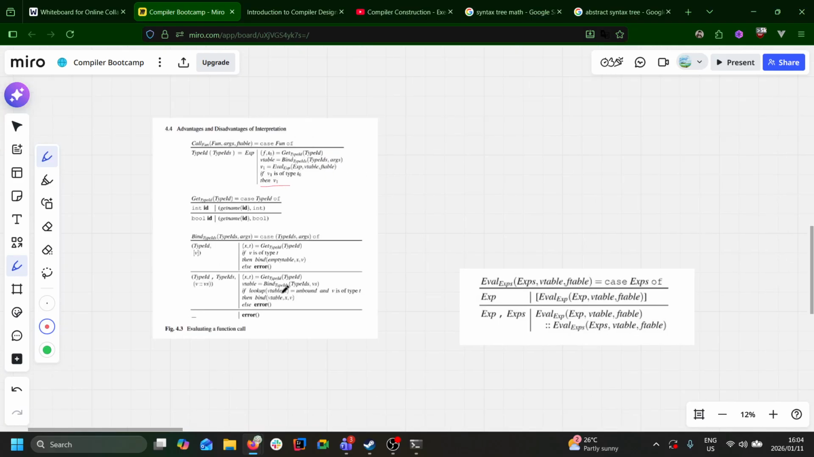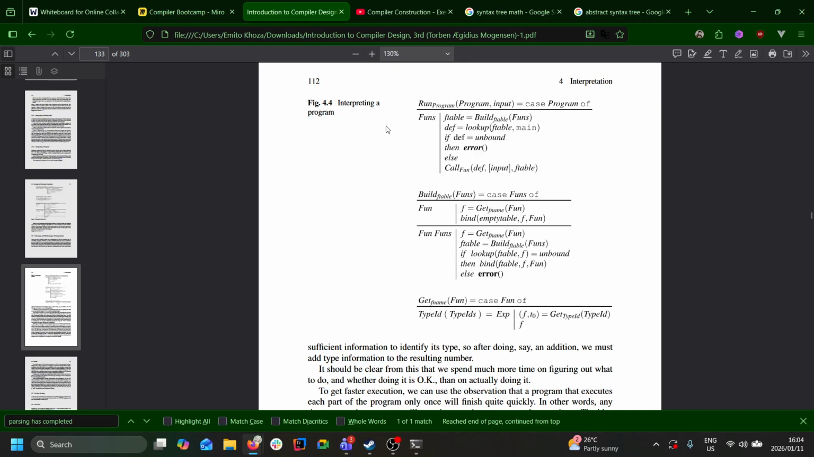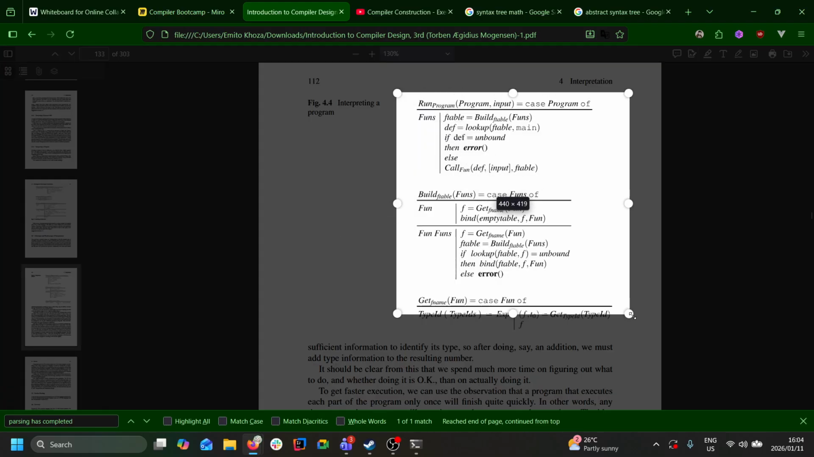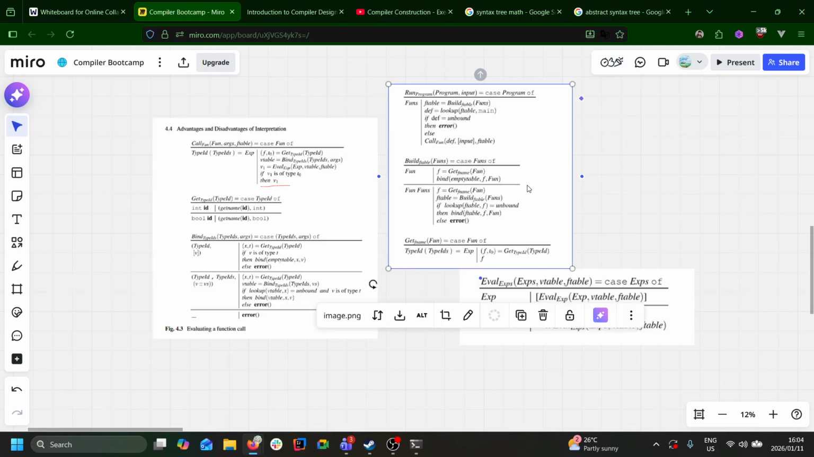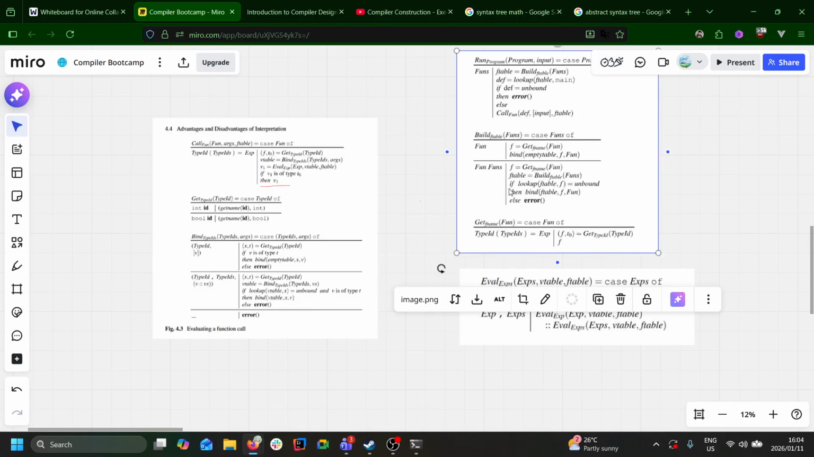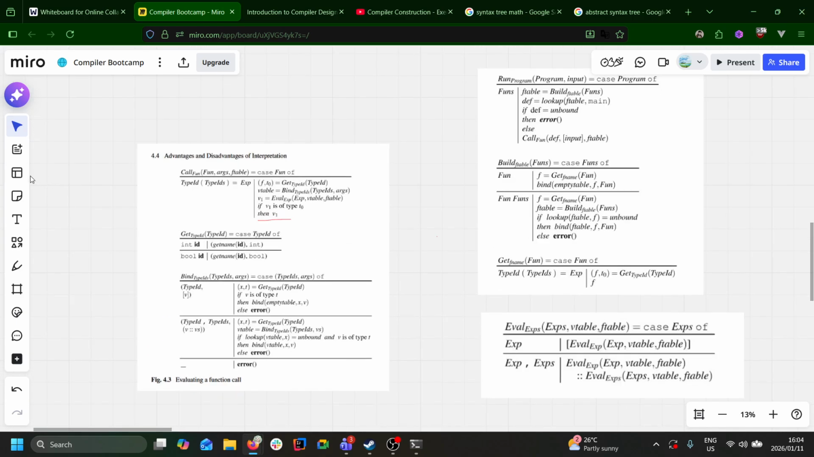The f table, we're missing one more table over here, which is this one. There you go. So here you are. So these are all the tables for interpretation.